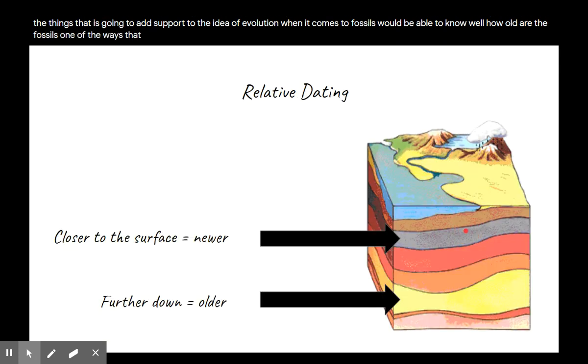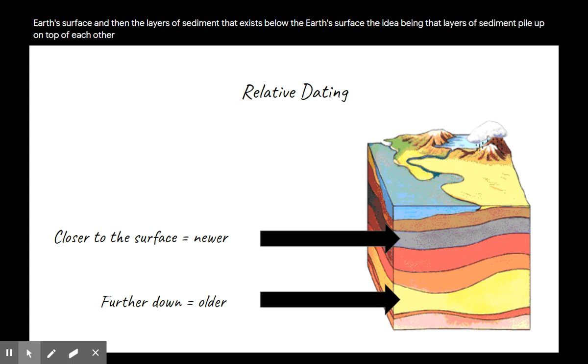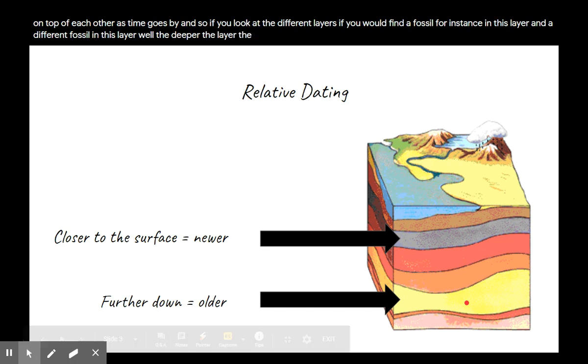One of the ways that that can be achieved is through something called relative dating. You can see the picture represented here on the right of the Earth's surface and then the layers of sediment that exist below the Earth's surface. The idea being that layers of sediment pile up on top of each other as time goes by. And so if you look at the different layers, if you would find a fossil, for instance, in this layer and a different fossil in this layer, well, the deeper the layer, the older that layer happens to be, and therefore the older the fossil is.